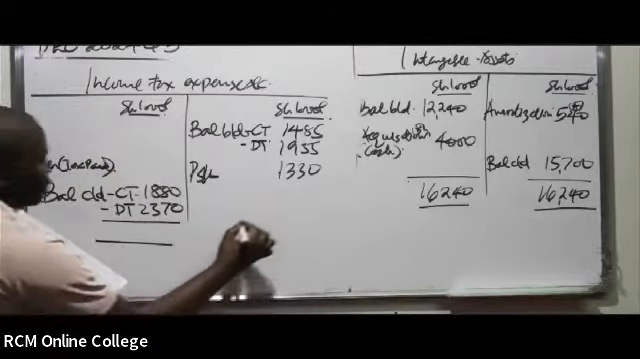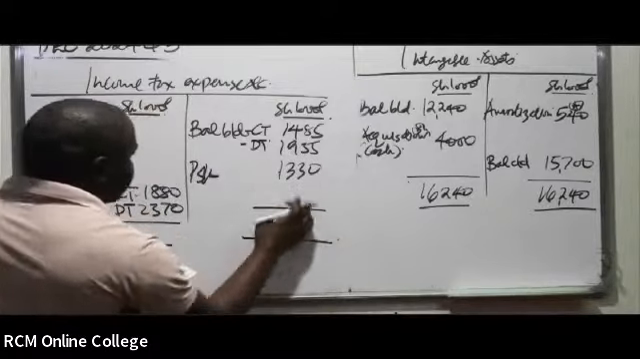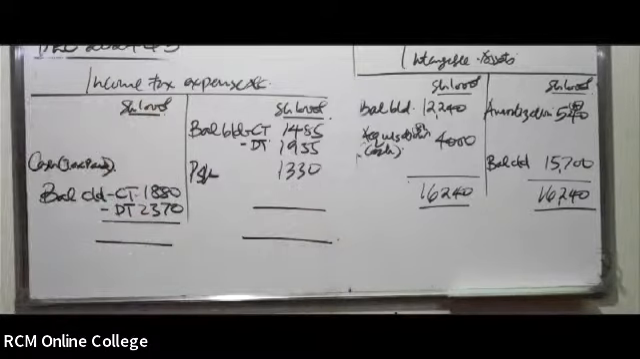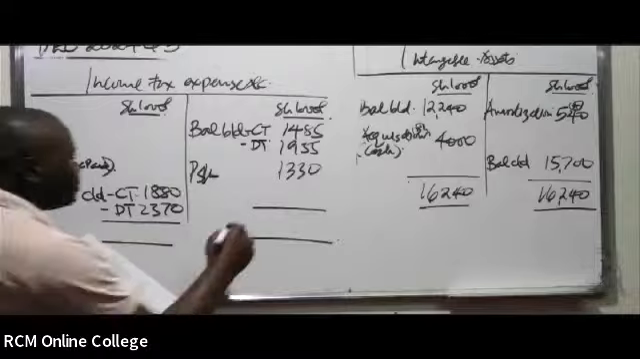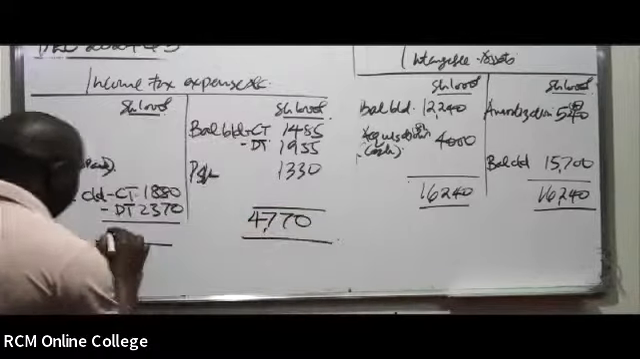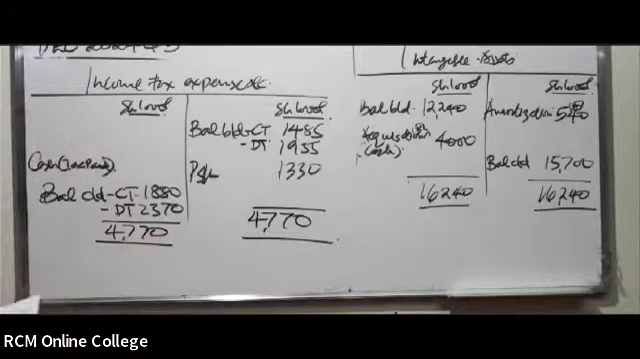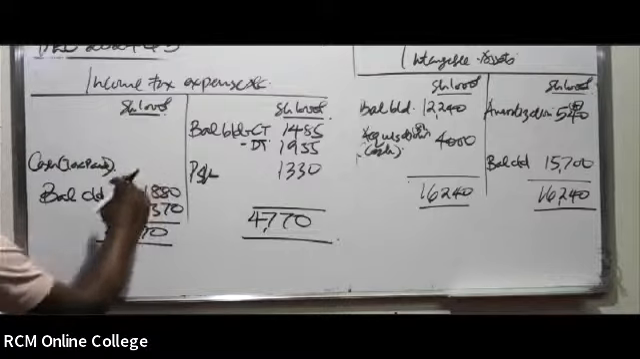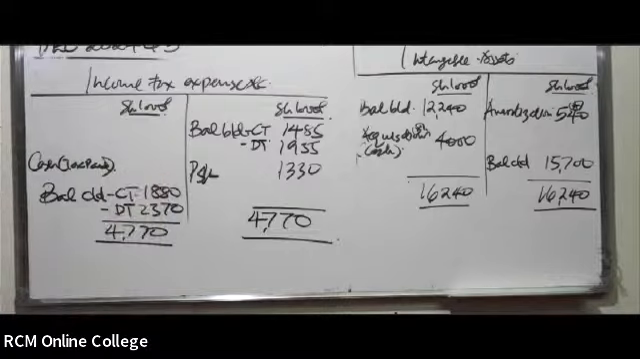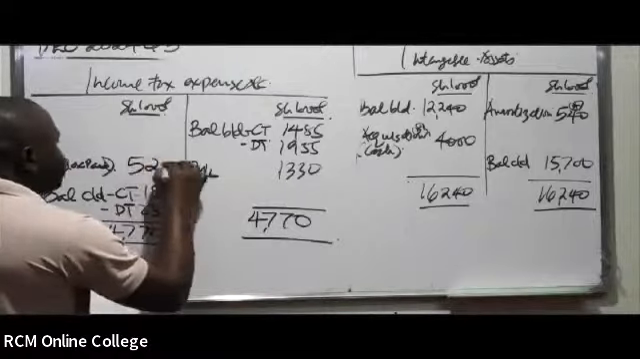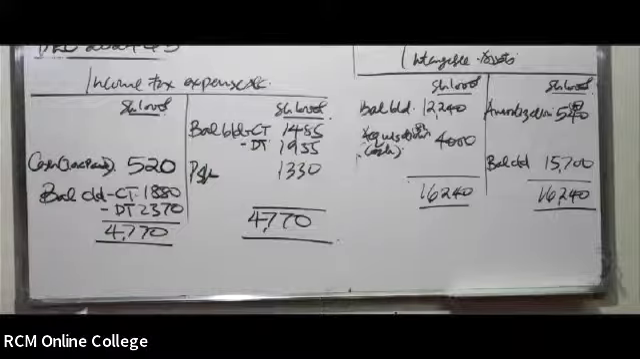So what is the total here? This is the side that is more. 1485 plus 1955 plus 1330. What are you getting? I can see 4770. Is that correct? Millicent, today you're not giving us figures here. 4770. What is the balancing figure here? It is 520.